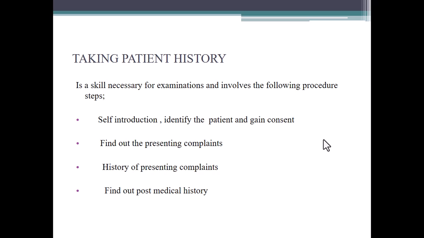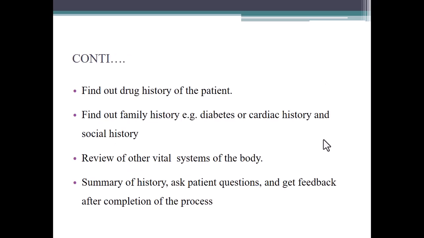Okay, so find out the presenting complaints that your patient has come with, find out the history of the presenting complaints, and then find out the past medical history. Find out drug history of the patient. Which drugs is the patient swallowing? Has the patient ever swallowed this specific drug before you give them? And if yes, what happened when they swallowed that drug? Find out the family history. Do they have history of diabetes? Do they have people with cardiac history or social history? You need to have enough information before you rule out a specific ailment.